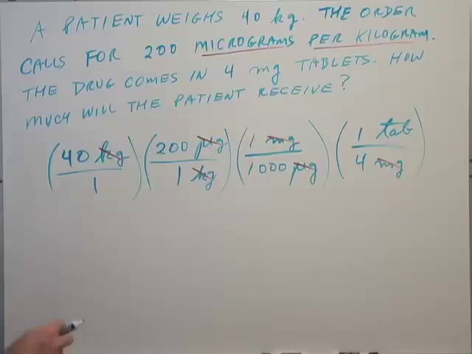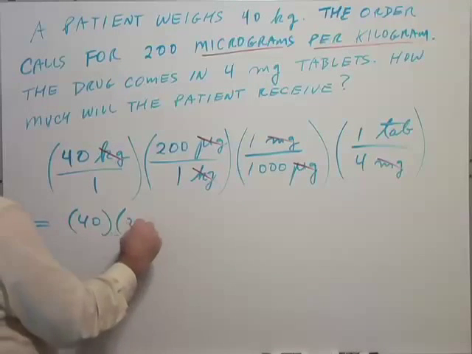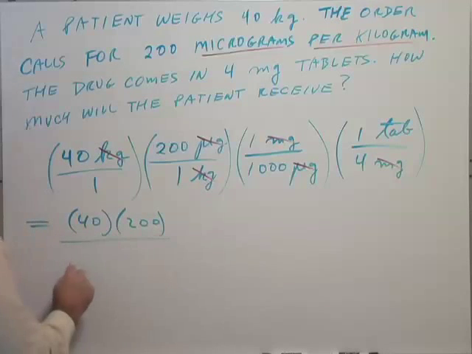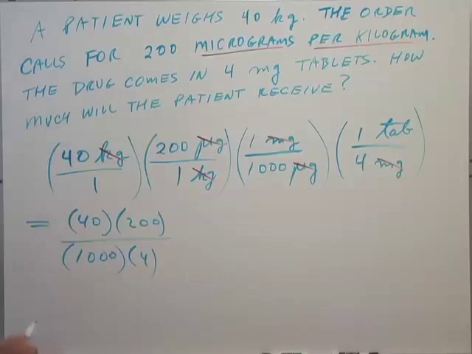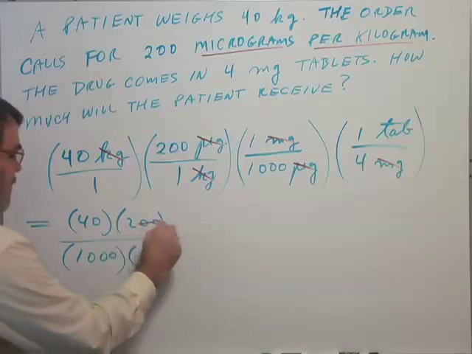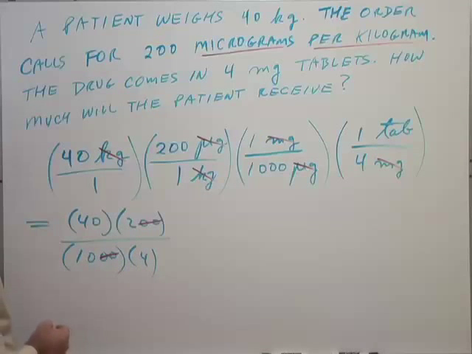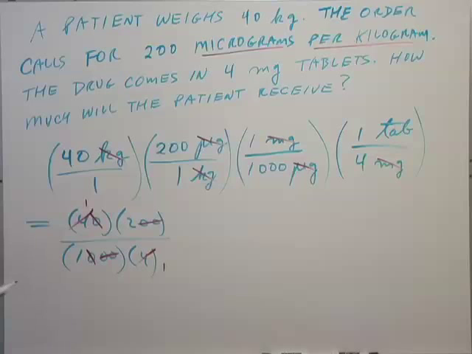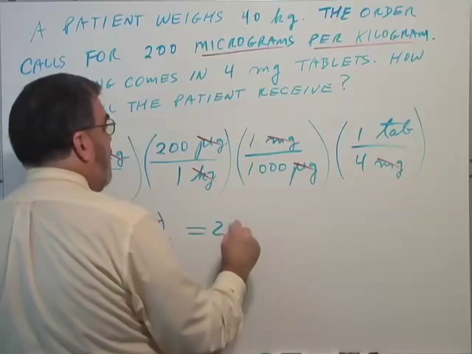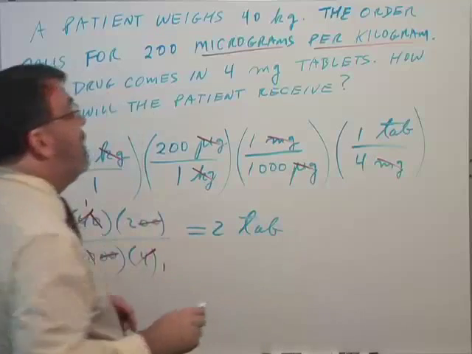All right, so let's recopy this and we'll do some simplifying. So 40 times 200 over 1,000 times 4. And we could cancel, or we could just multiply across. Actually, well, let's cancel. I can cancel off 2 zeros here and another 0 there. And then the 4 cancels. And we're left with 2. So equals to 2 tablets.